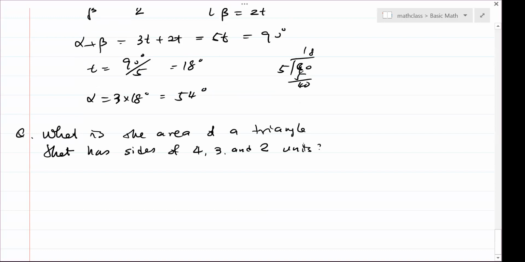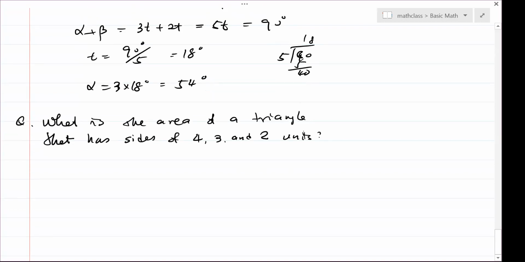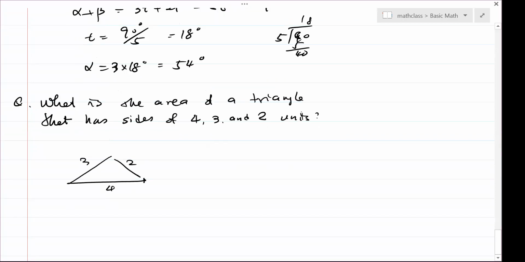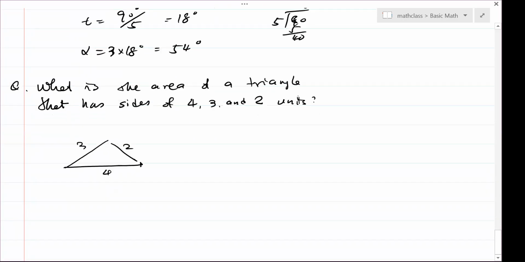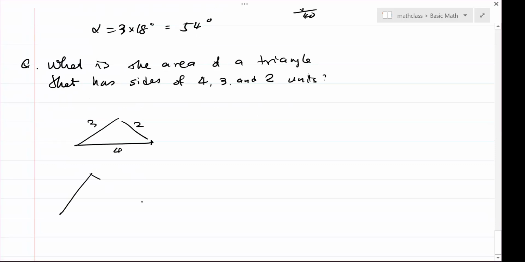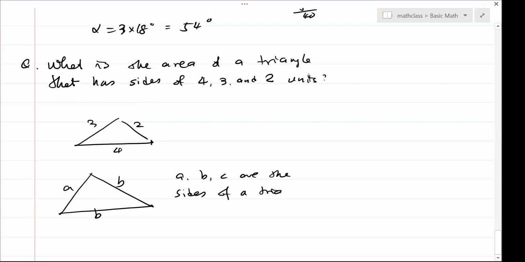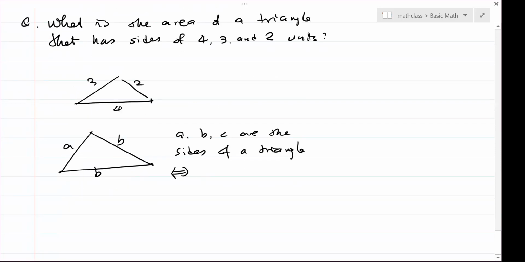All right, so let's draw the triangle. Okay, you have 4, you have 3, and the 2. Now, first of all, you have to make sure this is a triangle. Sometimes they cannot form a triangle given 3 numbers. It's impossible. So let me go over that. Why 3 numbers become a triangle. So A and B and C are the sides of a triangle if and only if they satisfy 3 conditions.